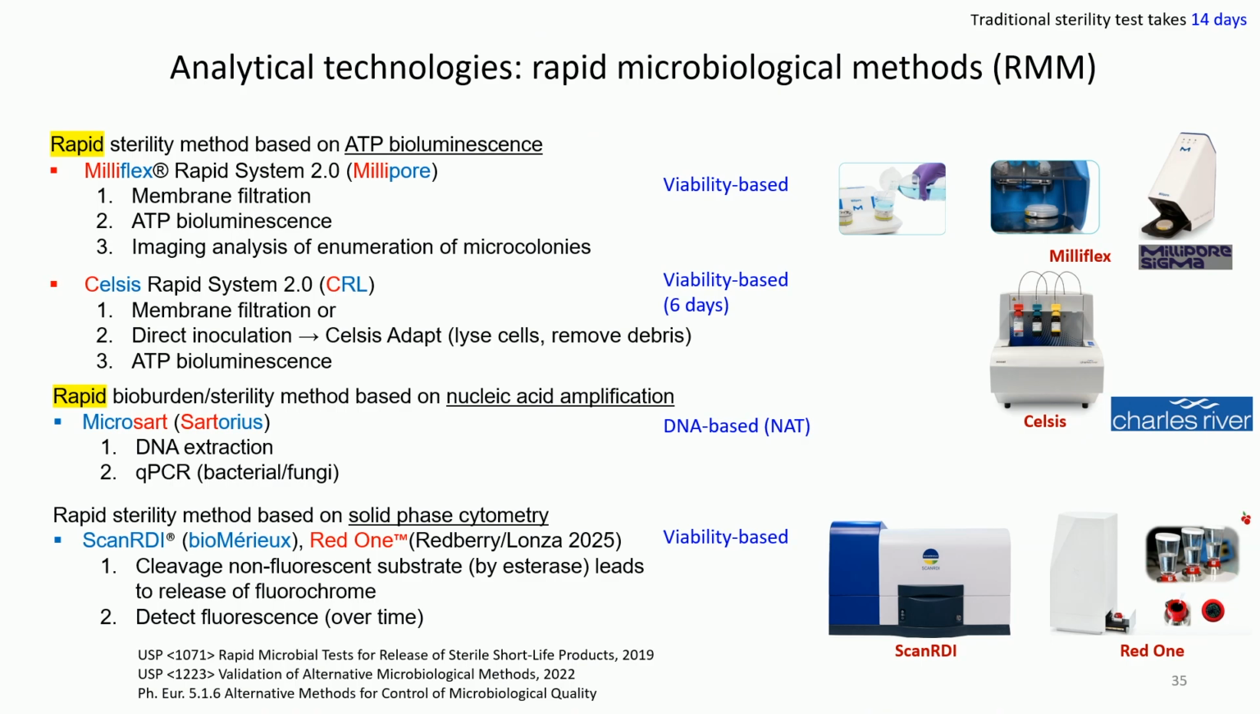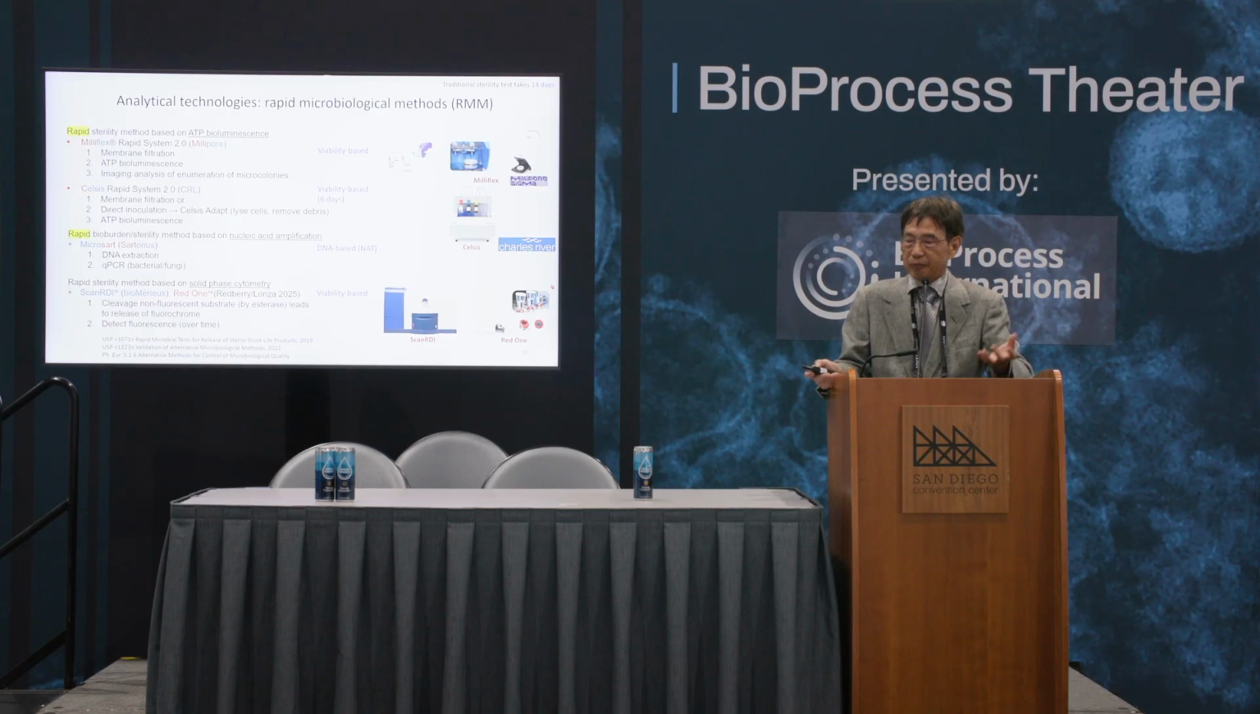Okay, this is another trend. It's called rapid microbiology method, RMM. Because for cell therapy especially, the sterility test takes 14 days. And when you manufacture the material, you want to get it to a patient in no time, right? So you want to get it cleared as early as possible to make sure it's safe. There's no bacteria, there's no yeast contamination.